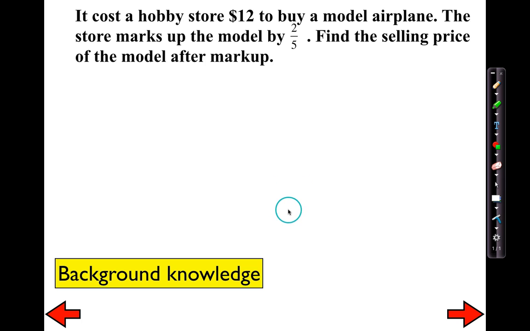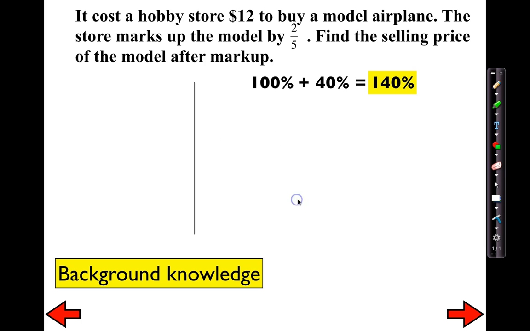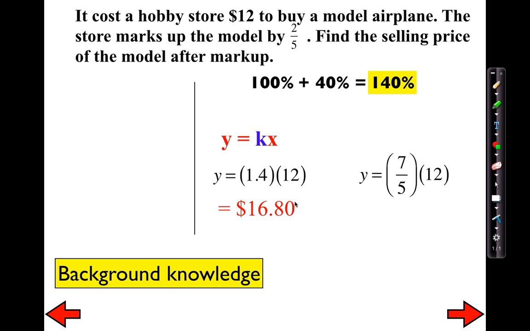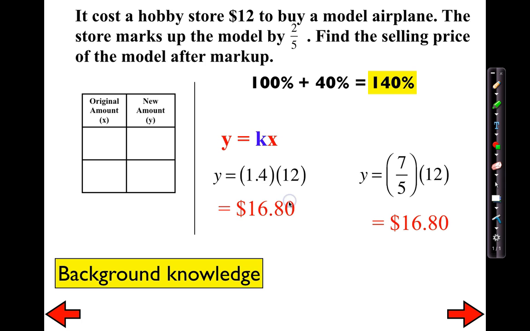So just a bit of background knowledge. We did problems like this before where we were able to find the selling price after a markup and things like that. We found tip. We found how much you would pay after a tip. We would find commission and things like that.